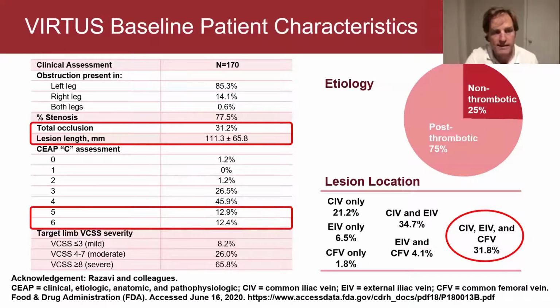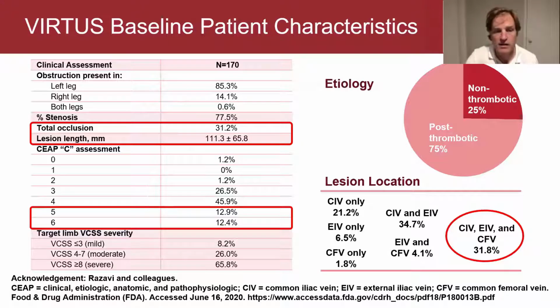When we compare this group of patients to the other IDE studies that have been published, we can look at the Venous study, where there is a comparable distribution of patients in the baseline characteristics. In particular, the Venous study also included a high proportion of patients with stents crossing into the common femoral vein at 31.8%. And these, of course, were post-thrombotic patients in the majority of cases.